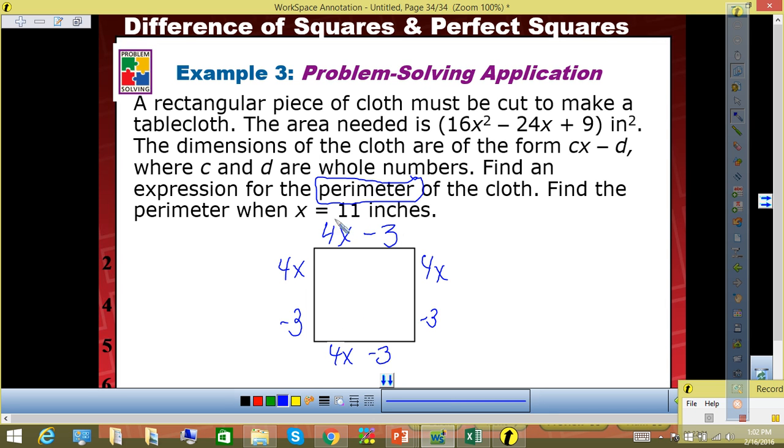By adding all sides. But now x is what? So this is 4 times 11, that's what? Minus 3, 41, 41, 41, 41. So my perimeter is 164 inches. You guys all right?